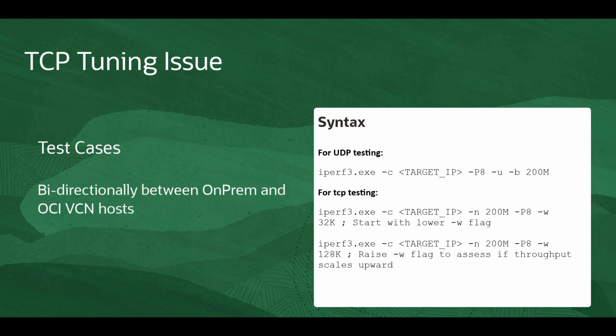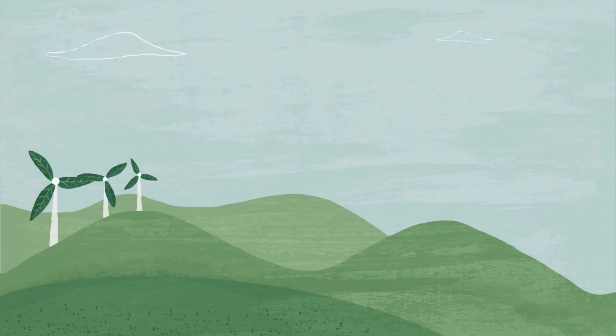Similarly, run comparative UDP and TCP iPerf tests to check for TCP tuning issues on the on-prem or OCI VCN host. Here, note that TCP tuning issues are strongly suspected when UDP tests significantly outperform TCP tests. The syntax shown on screen, or its equivalent, is suggested and should be run bidirectionally.